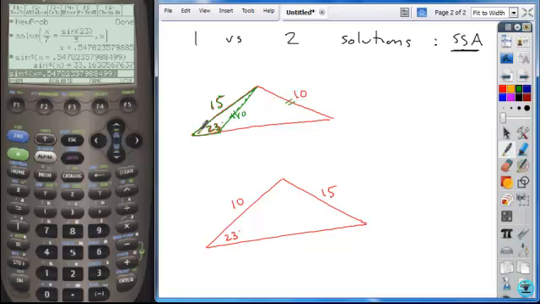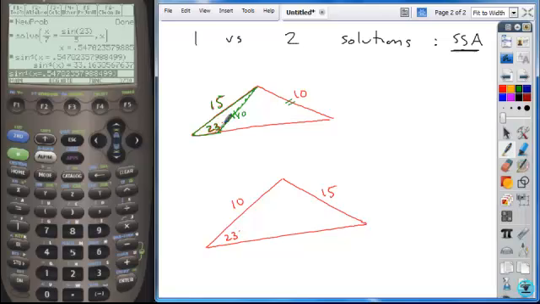When you look at this green triangle, it's an obtuse angled triangle here. So is it possible, or would it be consistent, for this side of 15 to be opposite the obtuse angle when the side of 10 is opposite an acute angle?